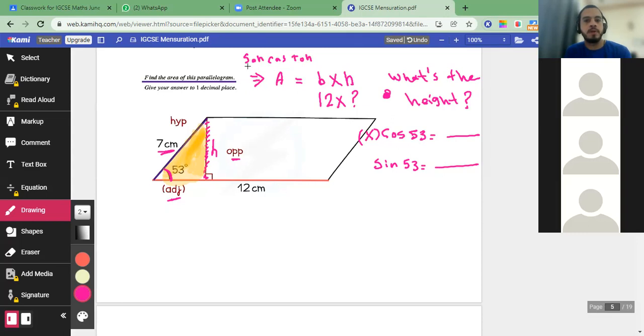So what's your question? In SOHCAHTOA, for the cosine rule, it's CAH. Yes.